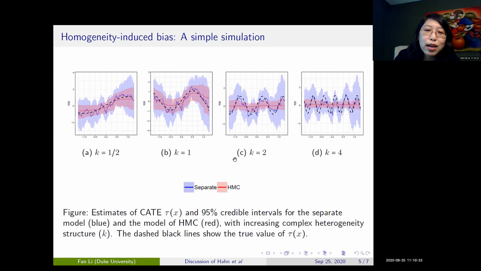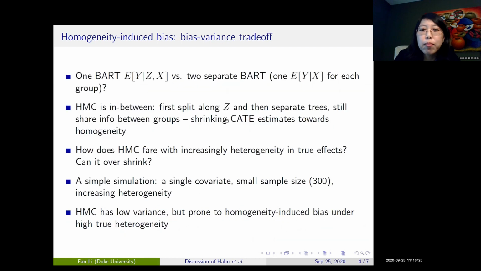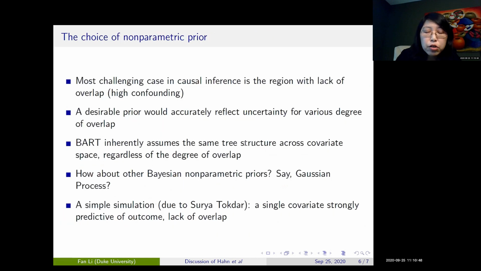We think this is happening because the prior, by construction, shrinks the CATE estimate towards homogeneity. So I think it would be nice to explore more what would happen, the ability to adapt this prior to accommodate more heterogeneous treatment effects. Then the last comment is directly related to Arman's main point.